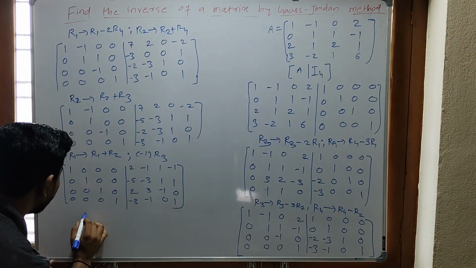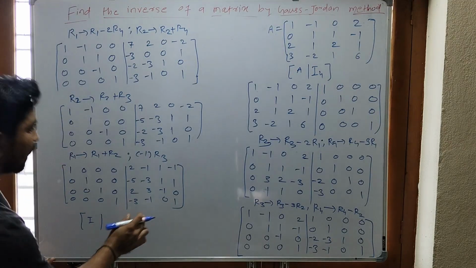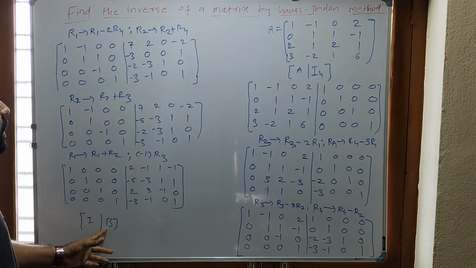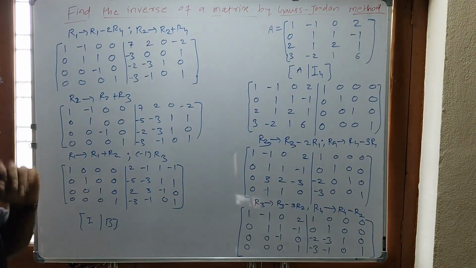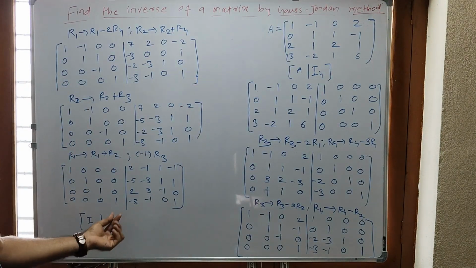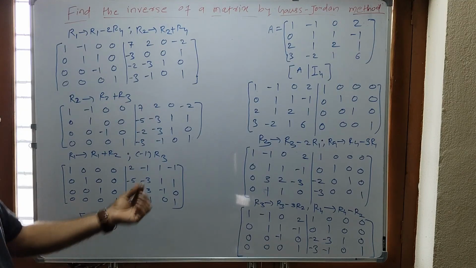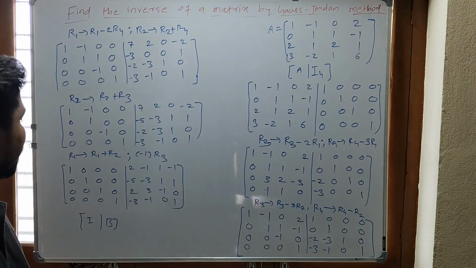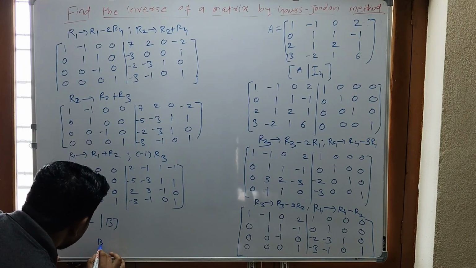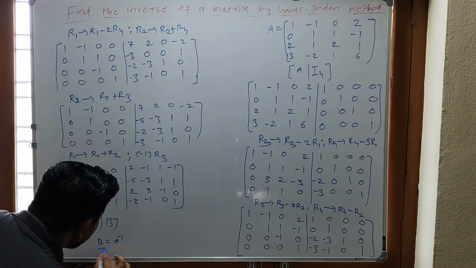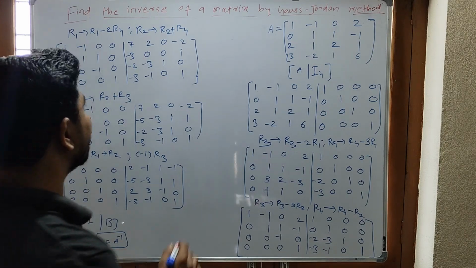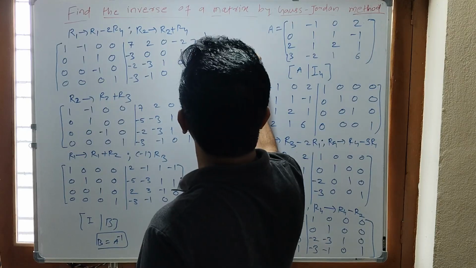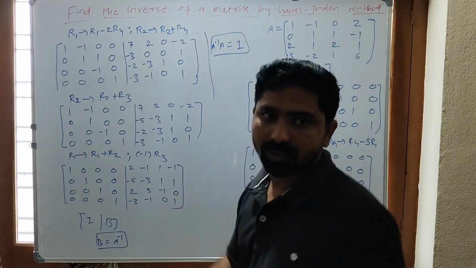Now here you can see this matrix is converted into the identity matrix, and this matrix, let's say, I am giving the name B. Now this B matrix is the inverse of my A matrix. Here I will prove whether this matrix is the inverse of matrix A or not. If this B is the inverse of A, then A inverse into A equal to I, I have to show this.